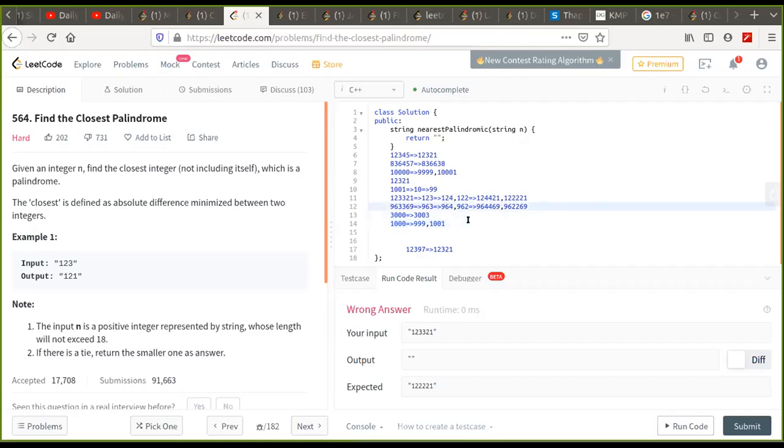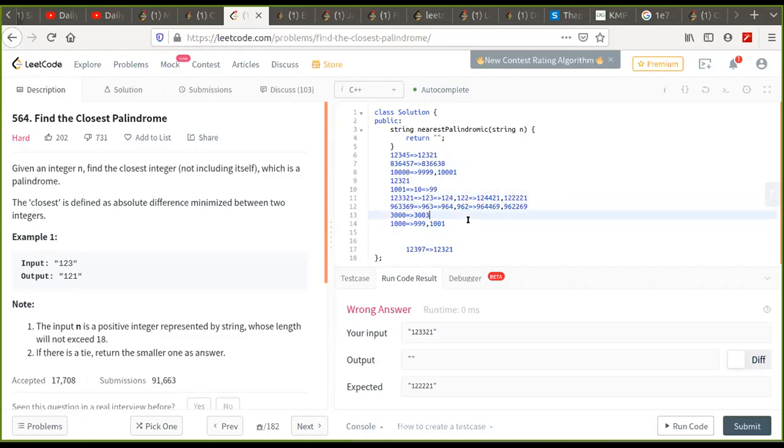Will it work for odd numbers of digits? For the palindrome number with odd digits? No, I guess he's asking about a normal number. Yeah, it will work. We have taken two examples here. This has 5 digits, and after replicating the first half, it gives me 1, 2, 3, 2, 1. Same for 1, 2, 3, 4.